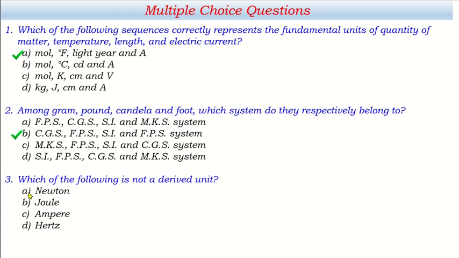Now let's have 3. Which of the following is not a derived unit? Newton, joule, ampere and Hertz. Ampere is a fundamental unit, it is not a derived unit, that's why this is the correct answer. Let's have another set. Which one is correct?